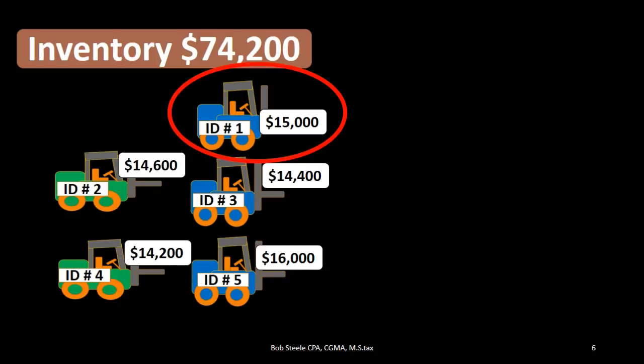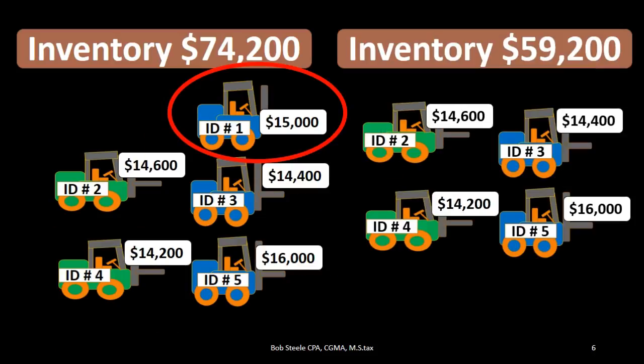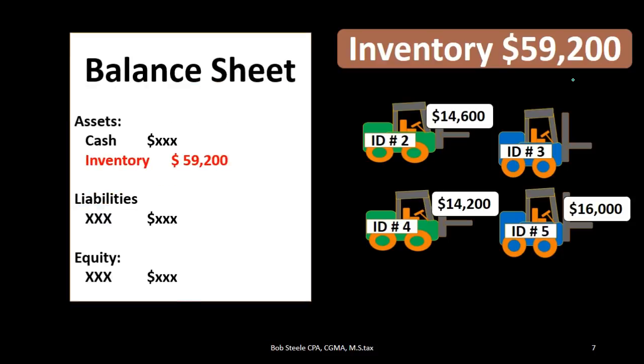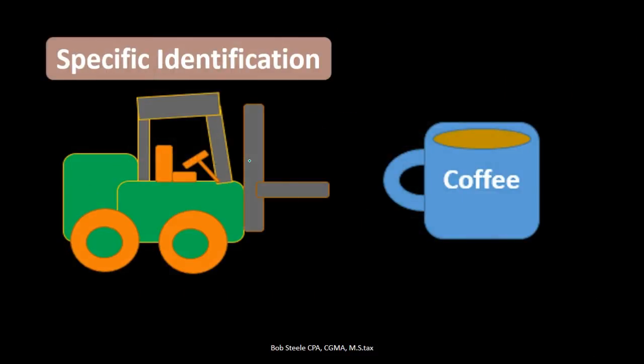On the balance sheet side of things, we would say here's the $74,200 assets on the balance sheet. Reducing it by that $15,000 forklift that we sold brings it to $59,200. The balance sheet then would have that $59,200 in inventory left over after that sale.